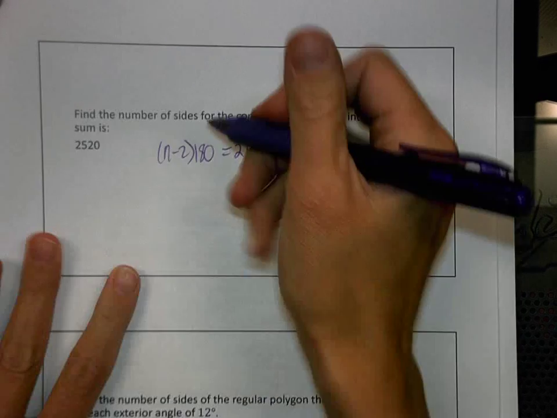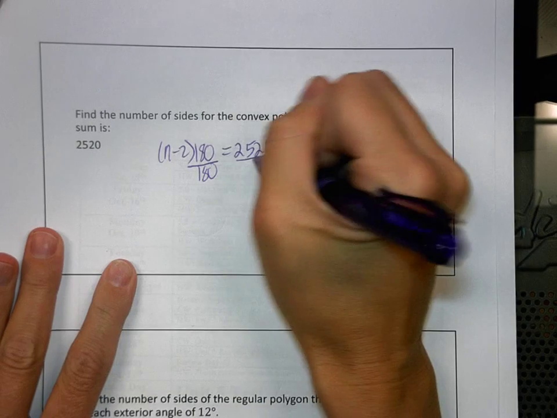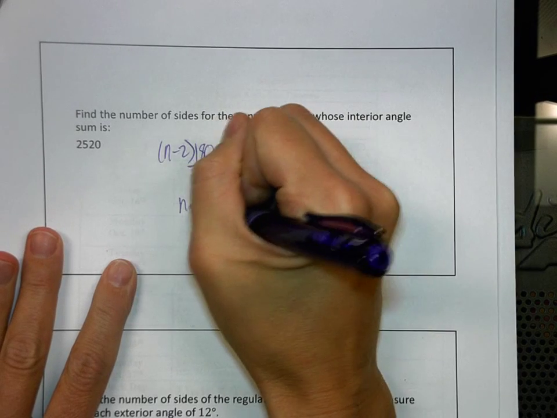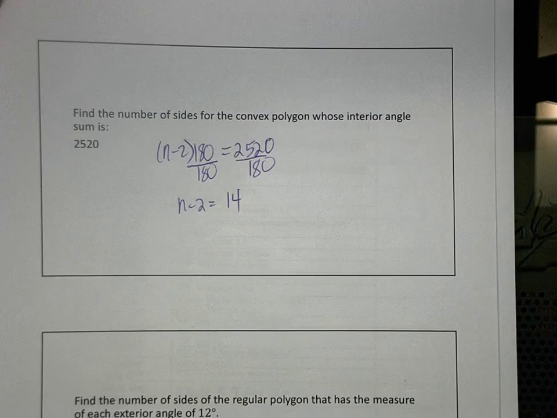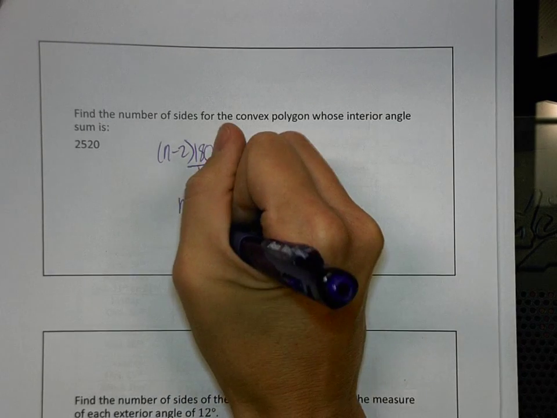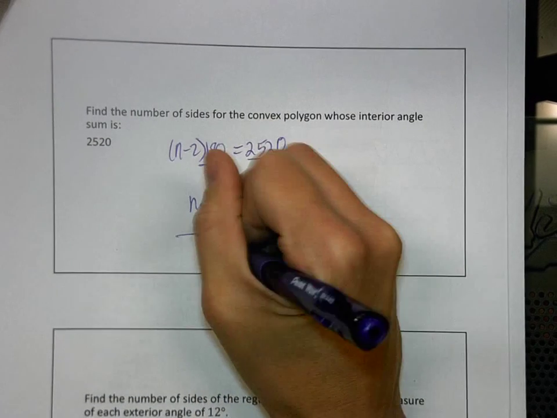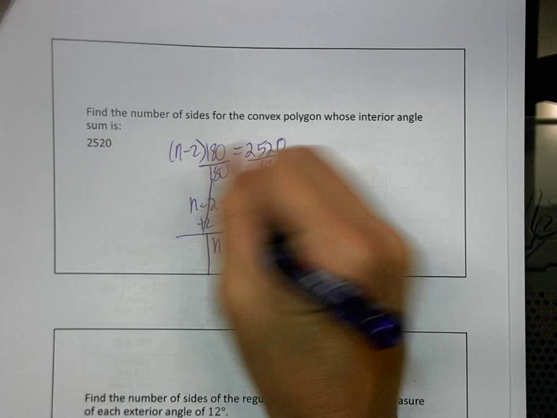Okay, so you divide by 180, and so I end up with n minus 2 equals 14, but what do I do to end up solving this? Add 2. And so I end up getting n equals 16. So the number of sides is 16.